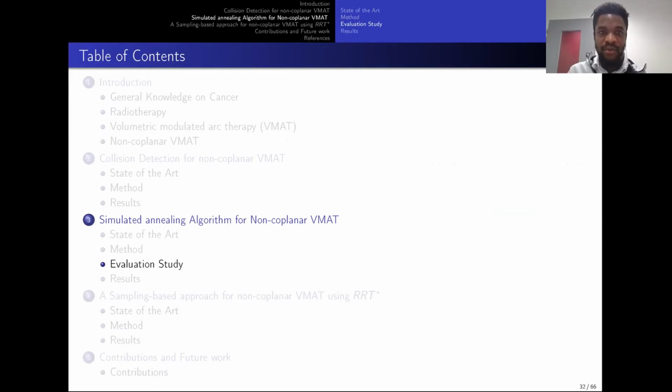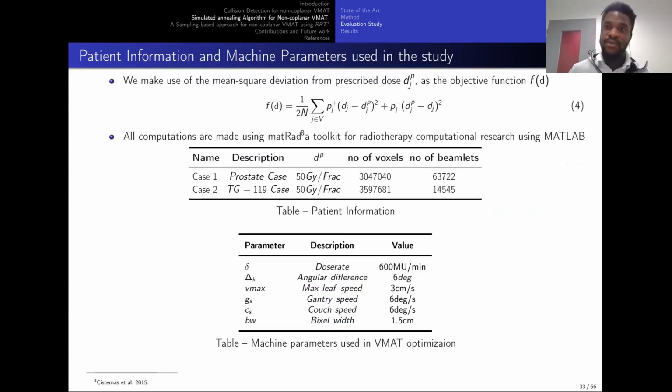So we have an evaluation study that uses the objective function value in equation 4. It's the mean square deviation from the prescribed dose. And we use MATLAB, a MATLAB toolkit that is on GitHub for the computation. It's proposed by the guys in Heidelberg, if I'm not mistaken. It's very important for us because there are not many open source toolkits in radiotherapy research.